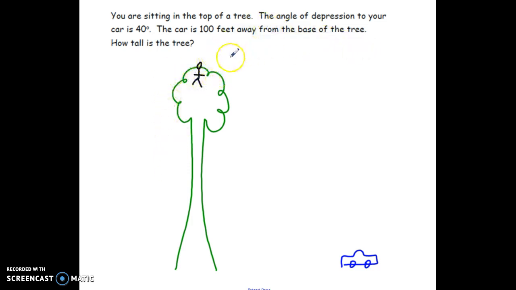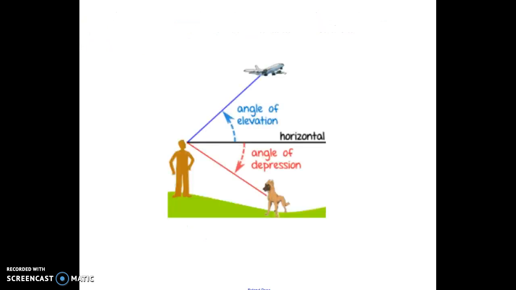The angle of depression to your car, what does that actually mean? Well, we need to figure out maybe what angle of depression is. And here's a quick little picture to give you the difference between angle of depression and angle of elevation. The biggest thing is that both are always from the horizontal. A lot of times we're talking about your line of sight. If you were to look directly out, your line of sight would be horizontal.